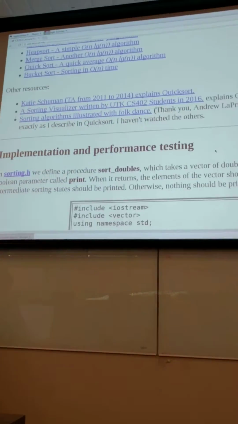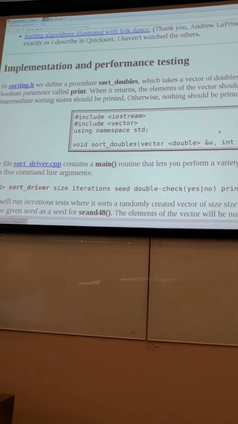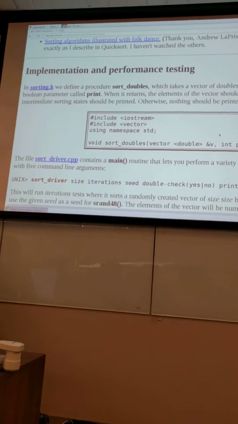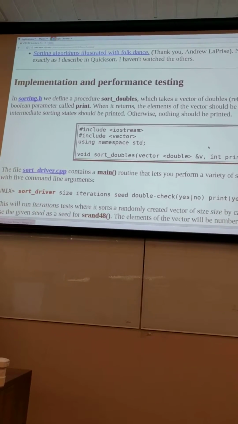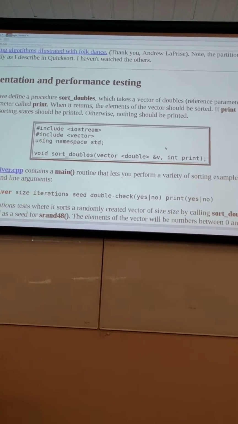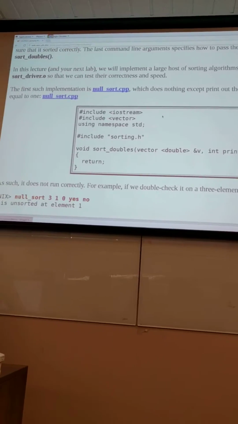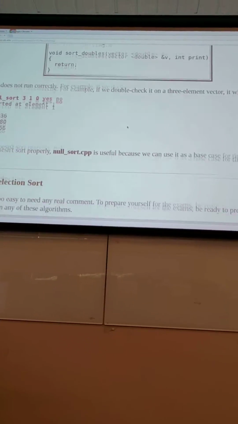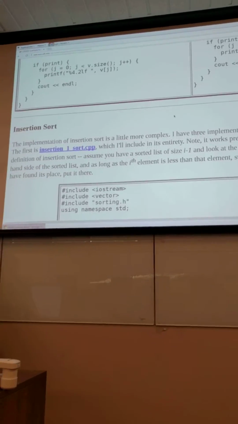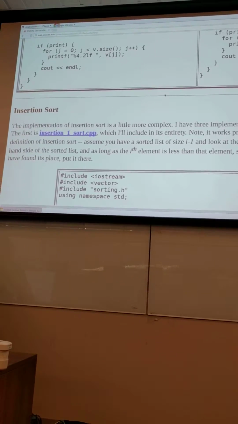So if we look at the lecture notes on sorting, you can see the sorting.h header file. It defines the sort doubles function. So in your implementation, you're going to basically write the sort doubles function, and it's going to call another function that does the recursive sort.